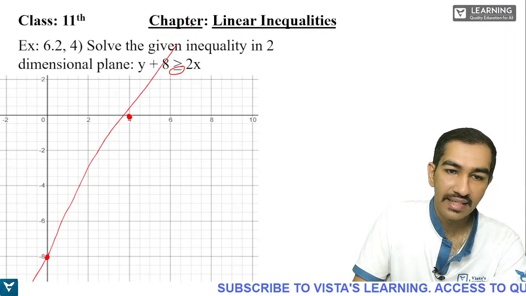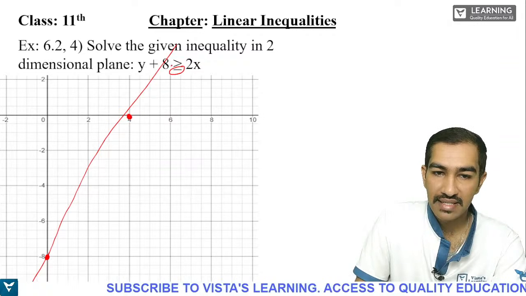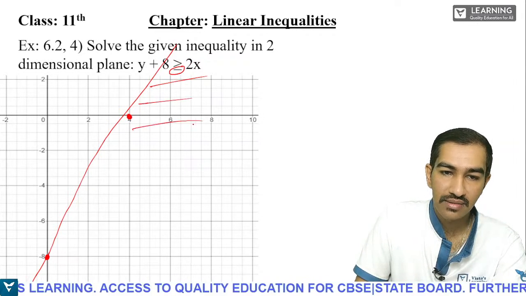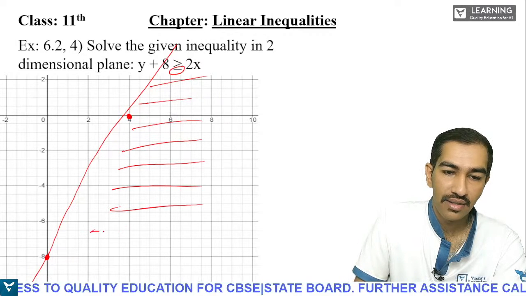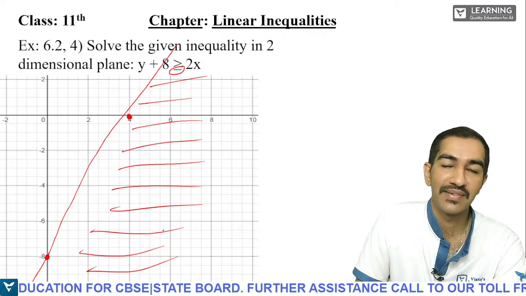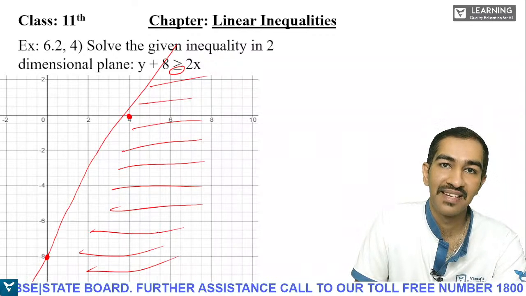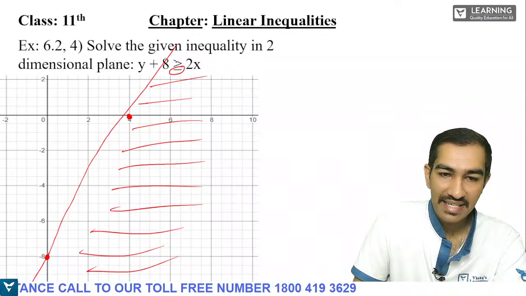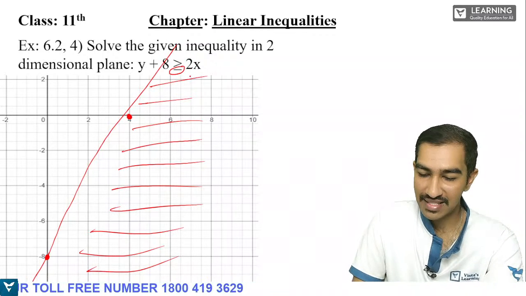And they're telling greater than, right? y plus 8 is greater than 2x. So all these values greater than, all these values are the values of x. So this is the graphical solution. Understanding? All right. So y plus 8 is greater than or equal to 2x. Moving on to the next question.